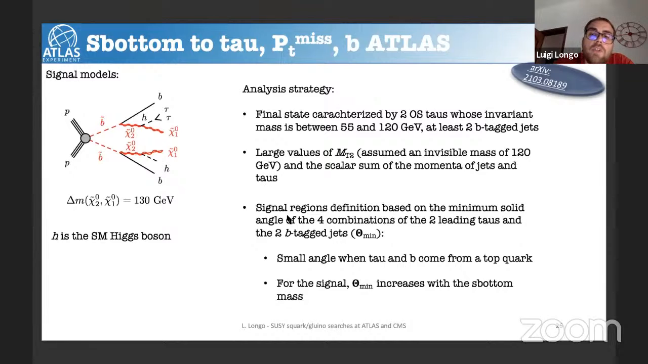Large values of MT2 and large values of the scalar sum of the momentum of the jets and taus. And the signal region definition was based on the minimum solid angle of the 4 combinations of the 2 leading taus and the 2 b-tagged jets. We expect that this theta min shows a small angle when the tau and b come from a top quark, while we expect to have an increase of this angle with increasing mass of this sbottom.